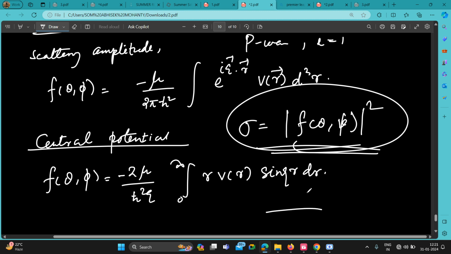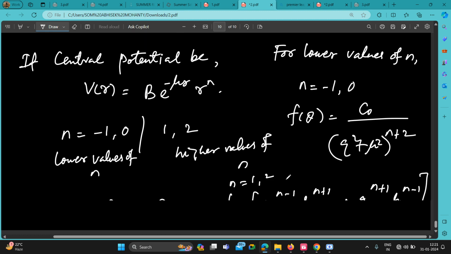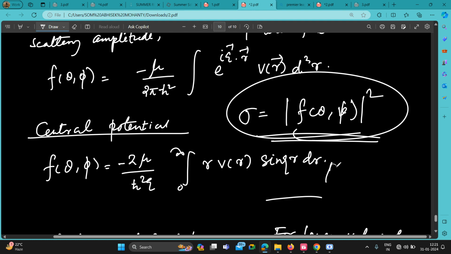So these are some of the important concepts from what we studied today: perturbation, WKB, variational, and scattering. I hope you understood, and this is very important for your exam.